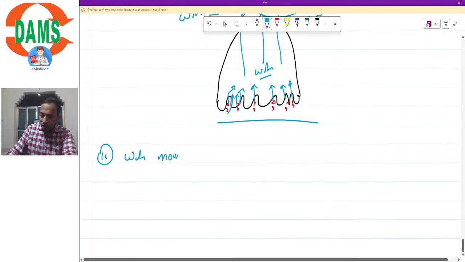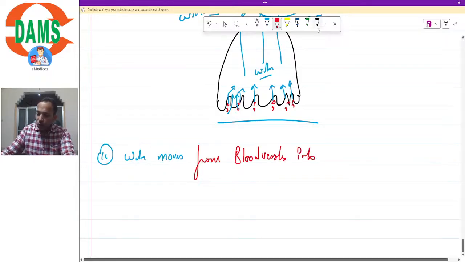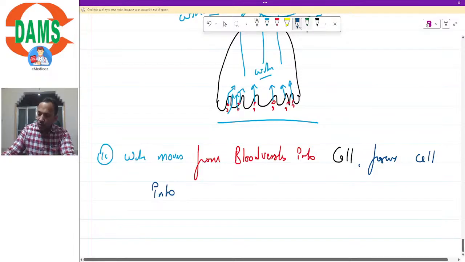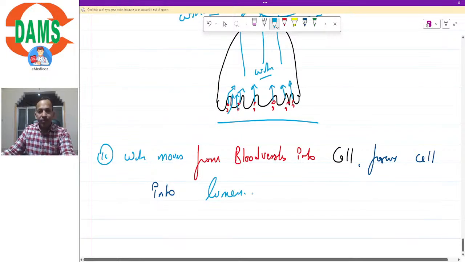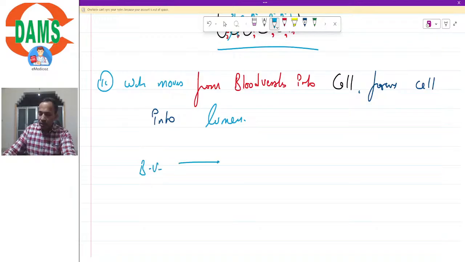So water moves from blood vessels into cell, and from cell into lumen, right? So this is the path of the water from blood vessels to cell to lumen.